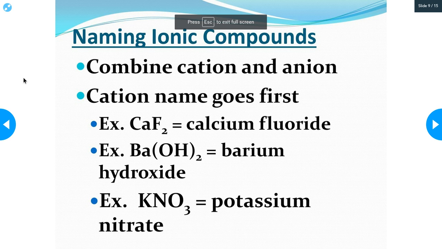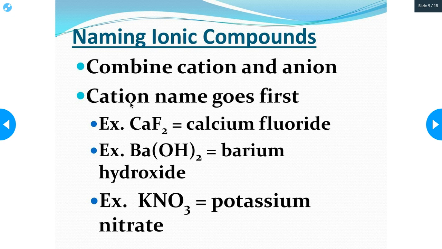So we've already looked at ions and how you can have cations and anions. And so now those cations and anions are going to combine together to form ionic compounds. So the compounds contain the cation, the positive one, and the anion, the negative one. And whenever you combine them together, the cation is always going to go first.